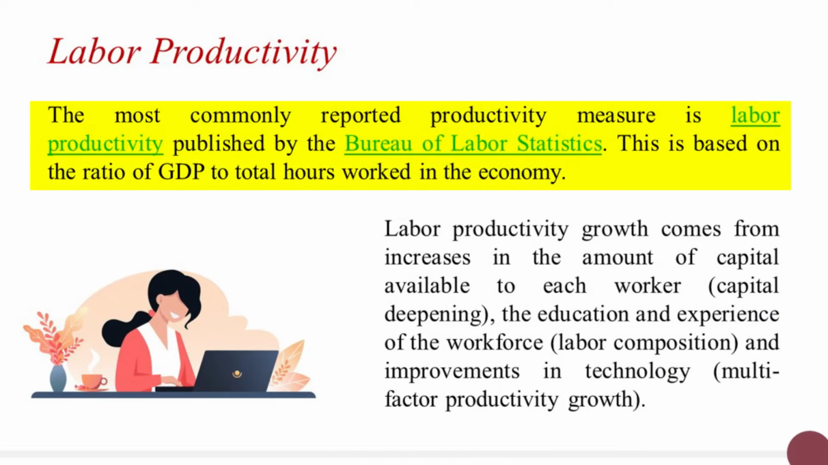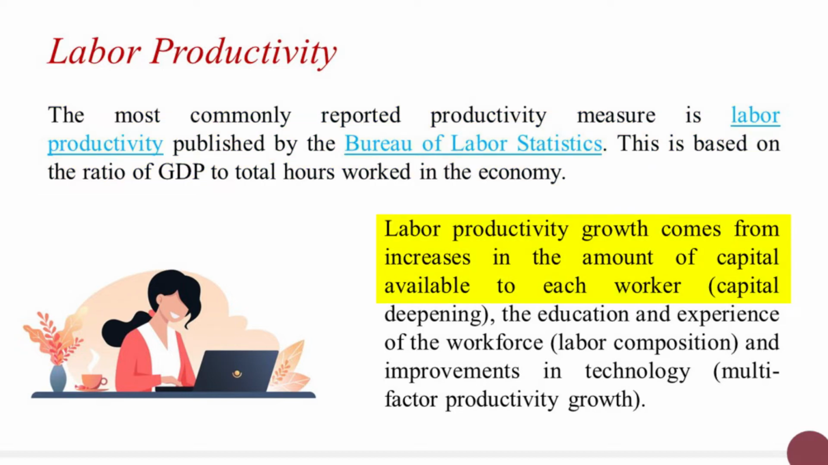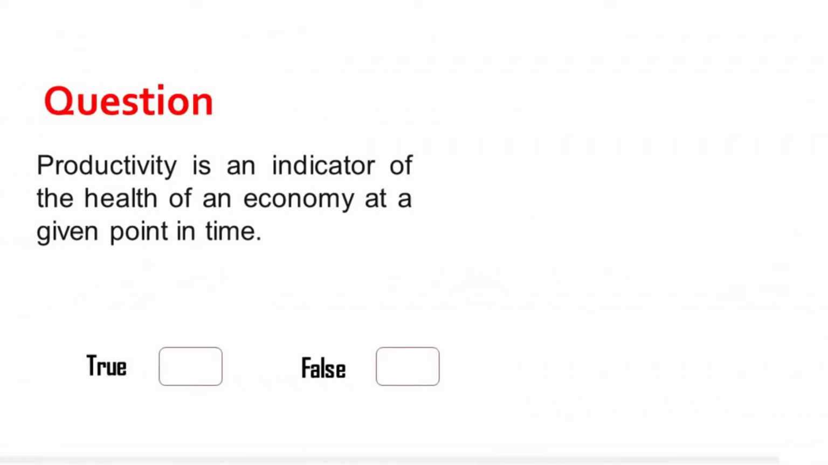Labor productivity. The most commonly reported productivity measure is labor productivity, published by the Bureau of Labor Statistics. This is based on the ratio of GDP to the total hours worked in the economy. Labor productivity growth comes from increases in the amount of capital available to each worker, that is, capital deepening, the education and experience of the workforce, that is, labor composition, and the improvements in technology, that is, multi-factor productivity growth.